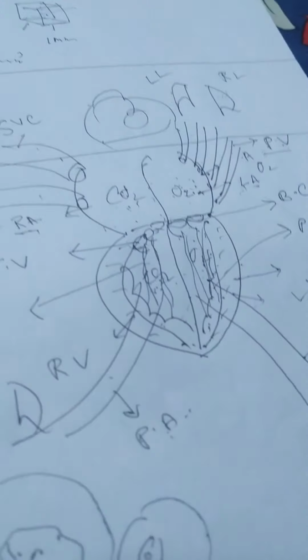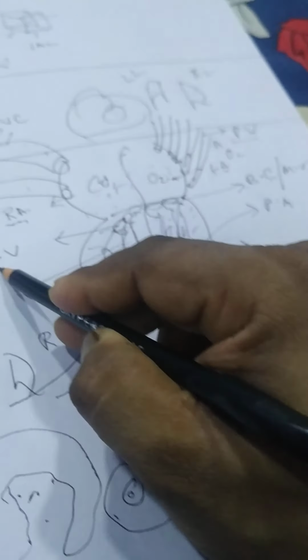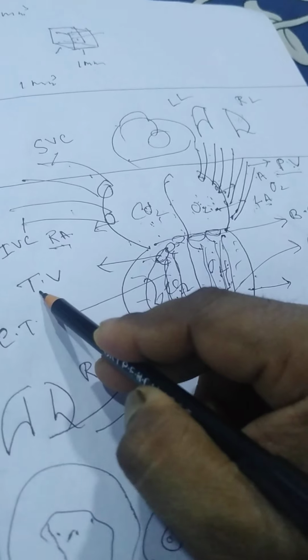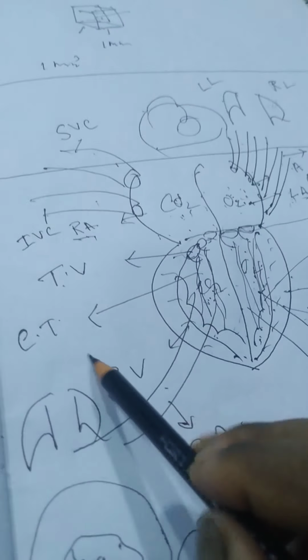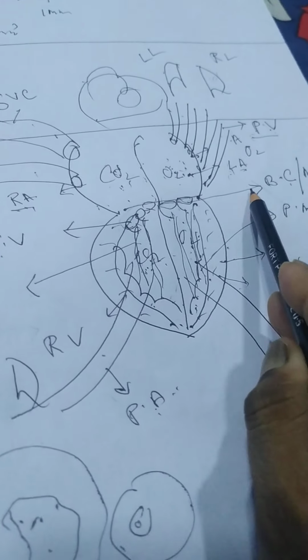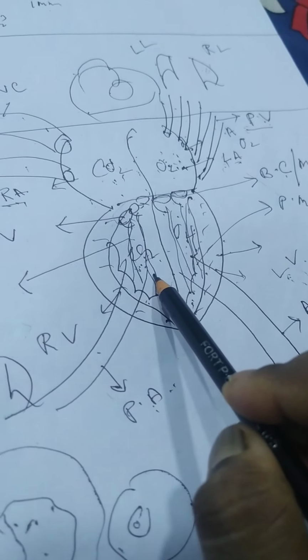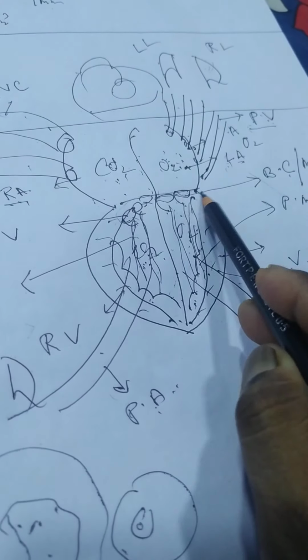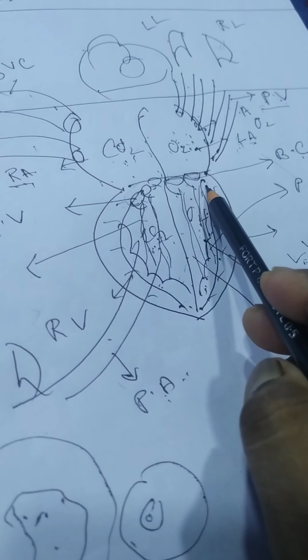The bicuspid valve and tricuspid valve are together called the auriculoventricular valve. The two valves open and close together at the same time.